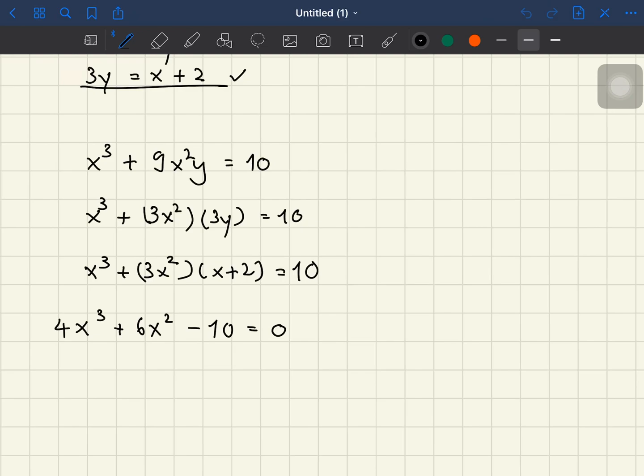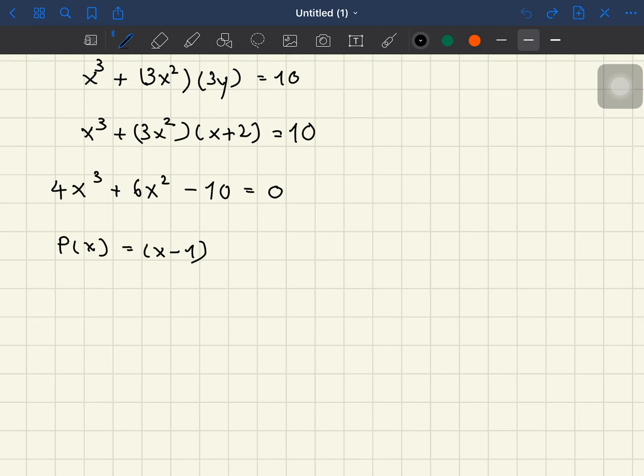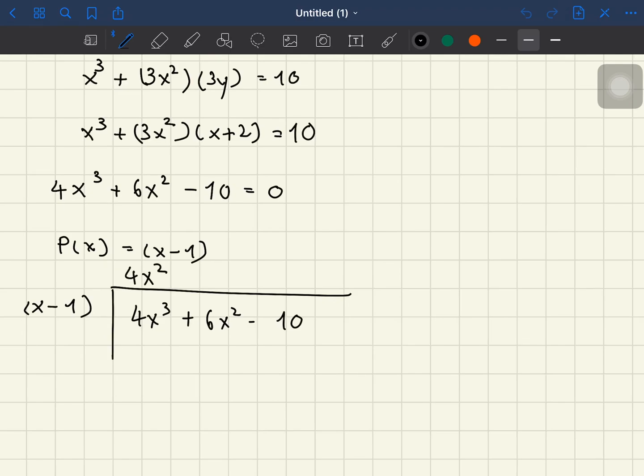But we have actually identified that one of the solutions of x is 1. So we must have the polynomial x minus 1, which can divide this entire polynomial expression. So we try to do the polynomial division, the long division, and we will have this entire thing inside the division sign.